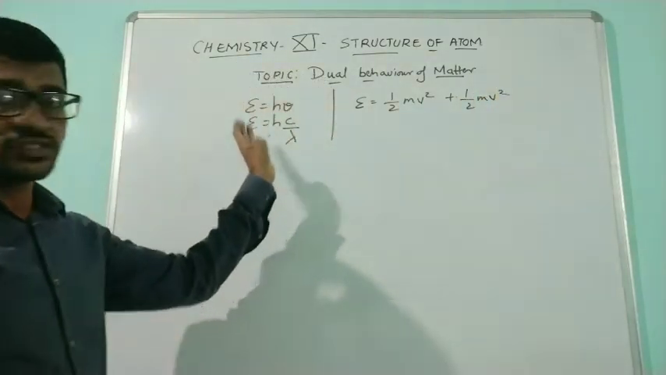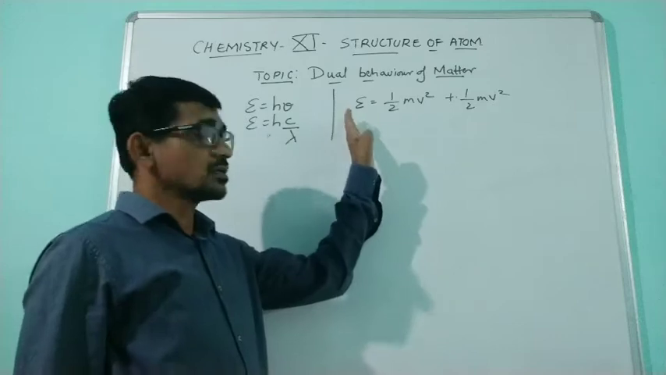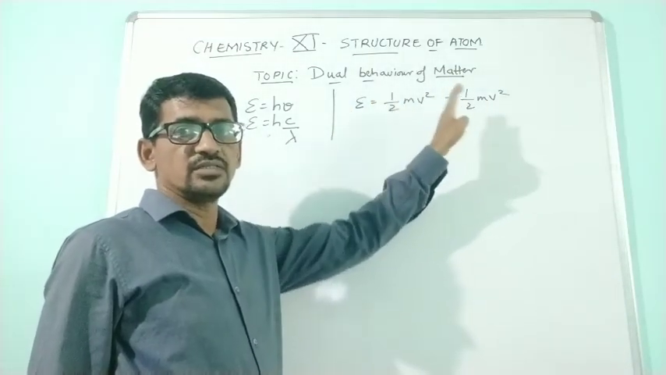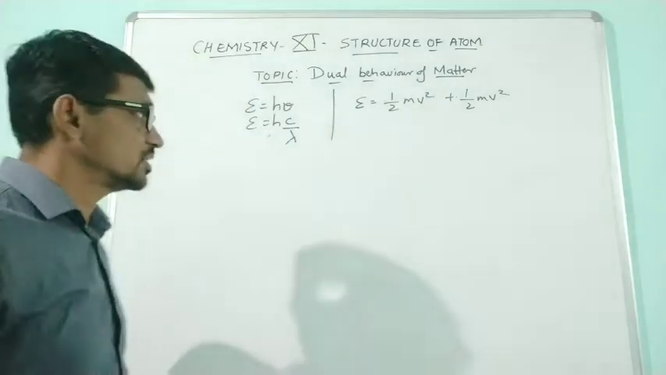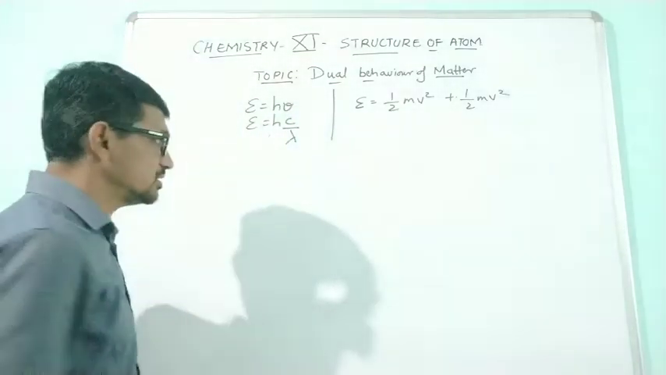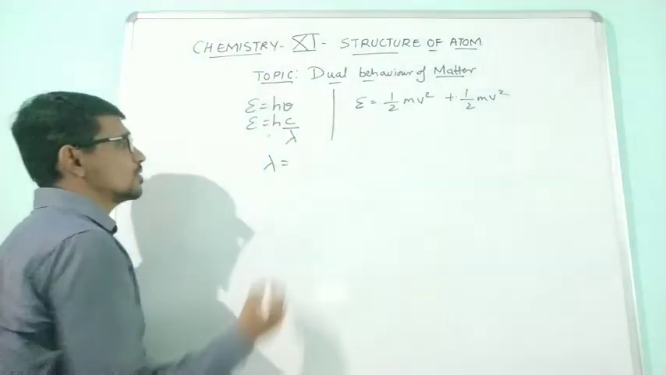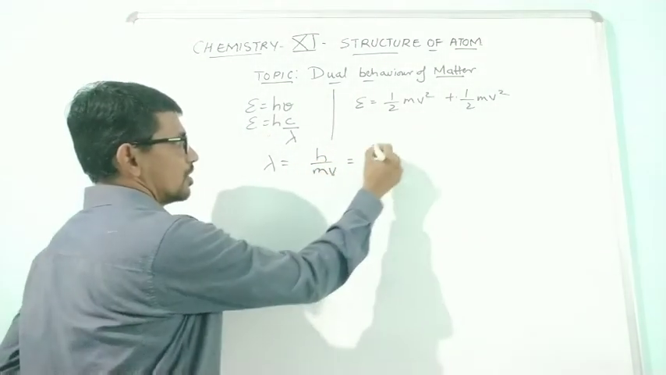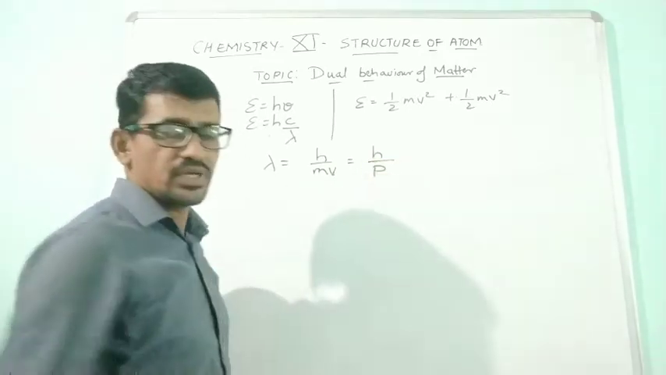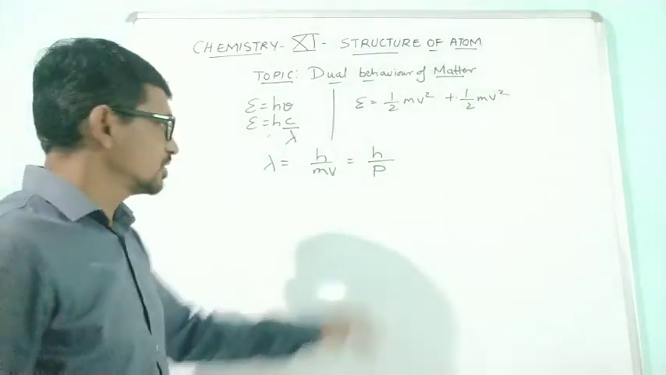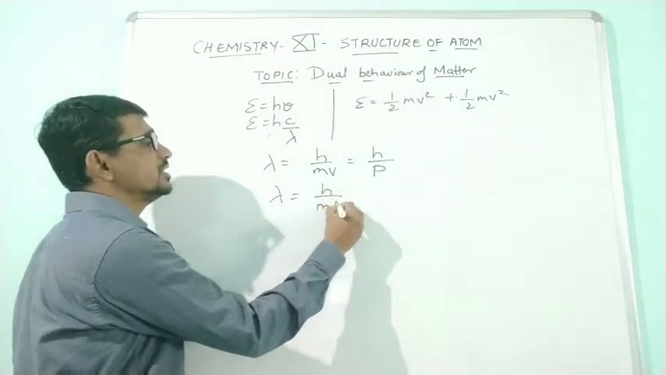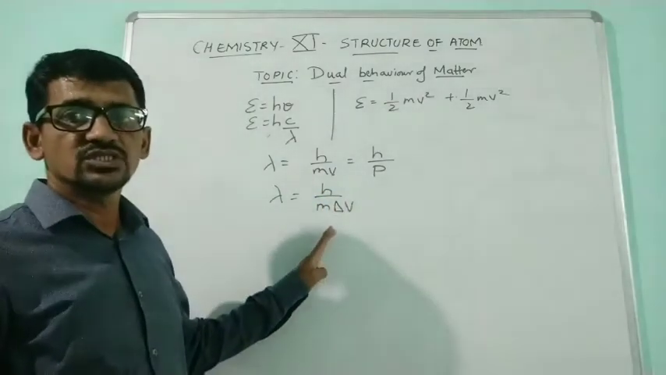If you combine both equations, particle nature, kinetic energy plus potential energy, that is equal to total energy, then λ is equal to h upon mv, or λ is equal to h by p, where p is the momentum. We can also write λ is equal to h upon mΔv. Δ means change in velocity.